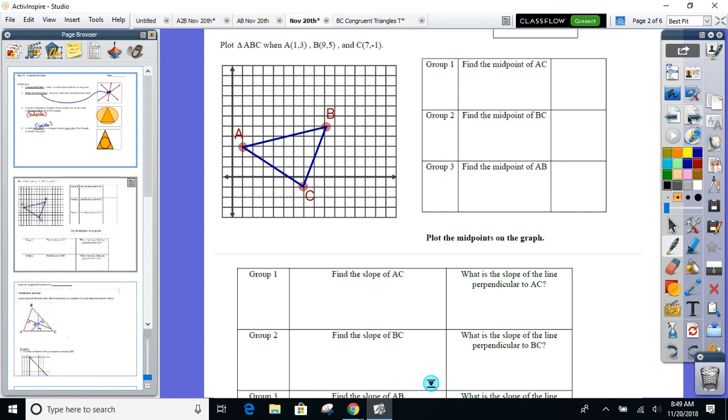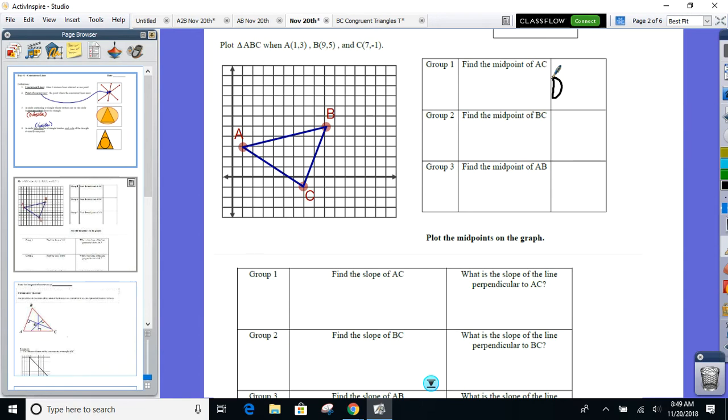First one, I need you to find the midpoint of AC for me. Find the midpoint of AC, and we're going to call that point D, everybody. This group right here is going to find point D. So is this group right here, just so we can confirm. Point D, midpoint of AC.